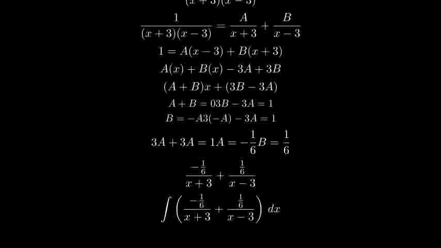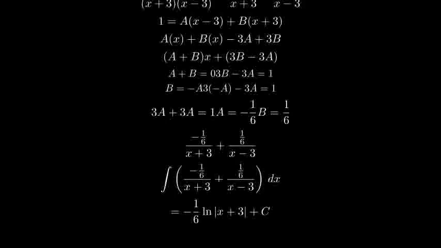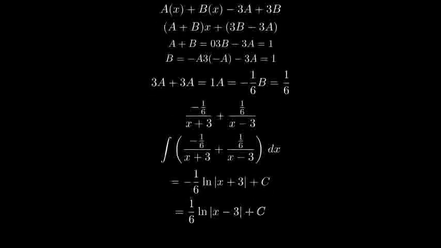For the first term, the integral of negative 1/6 times 1 over x plus 3 dx is negative 1/6 times the natural logarithm of the absolute value of x plus 3 plus the constant of integration. The second integral is similar. 1/6 times 1 over x minus 3 dx is 1/6 times the natural logarithm of the absolute value of x minus 3. Putting it all together.